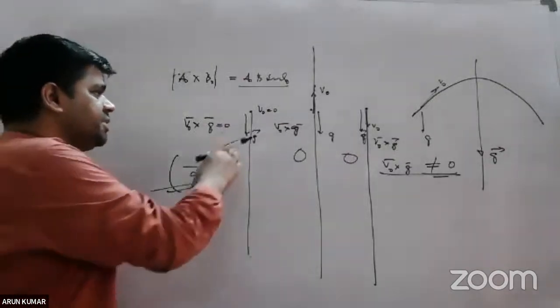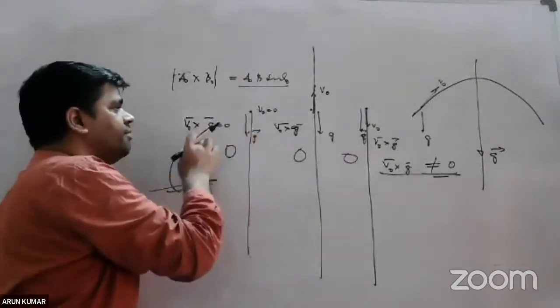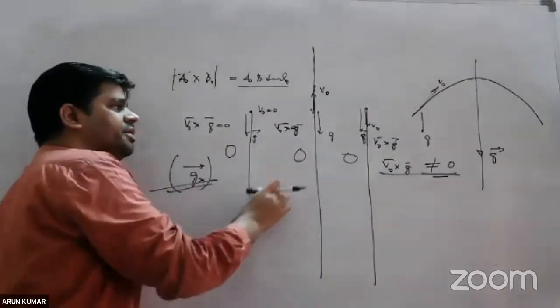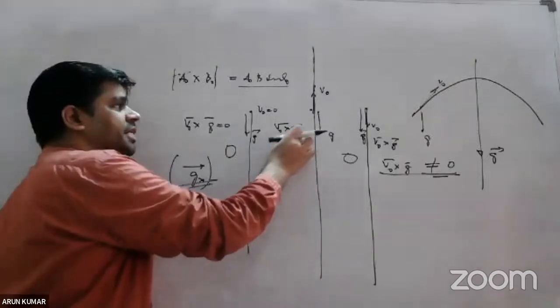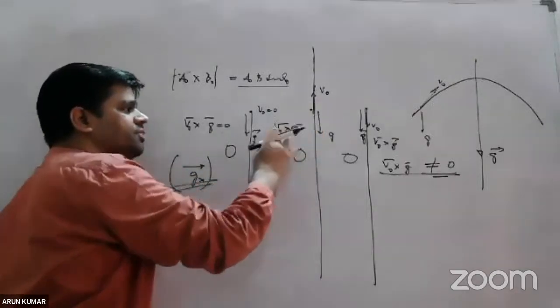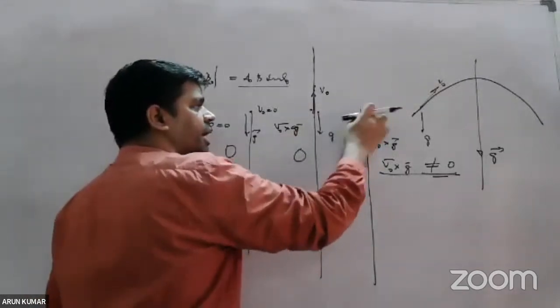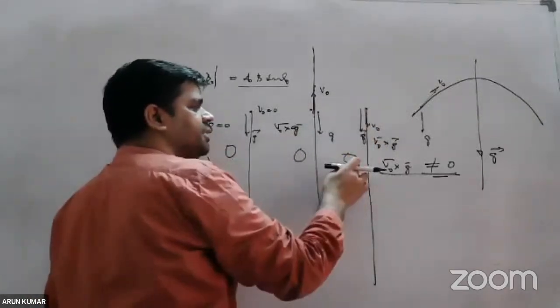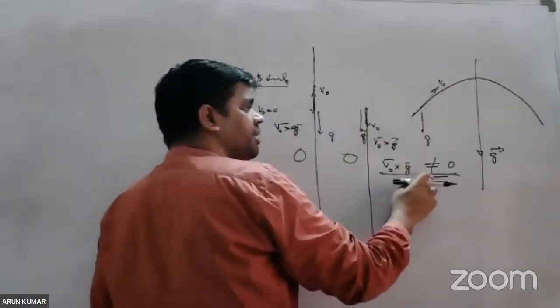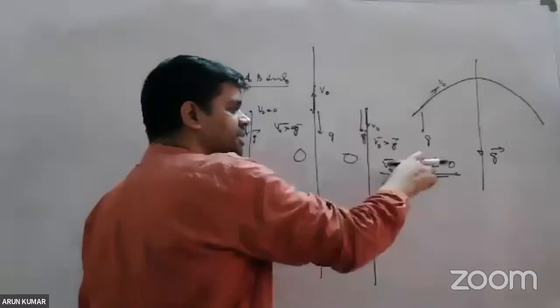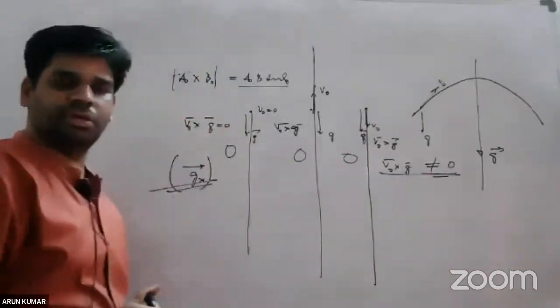Alright, now what is sin theta here? Here a is 0, so the cross product is 0. Here ab is non-zero, but sin theta is 0. Theta is 180, so sin theta is 0. Cross product is 0. Here the angle is 0. Theta is 0, so sin theta is 0. Here the angle is non-zero and non-180. In that case, my cross product is non-zero.